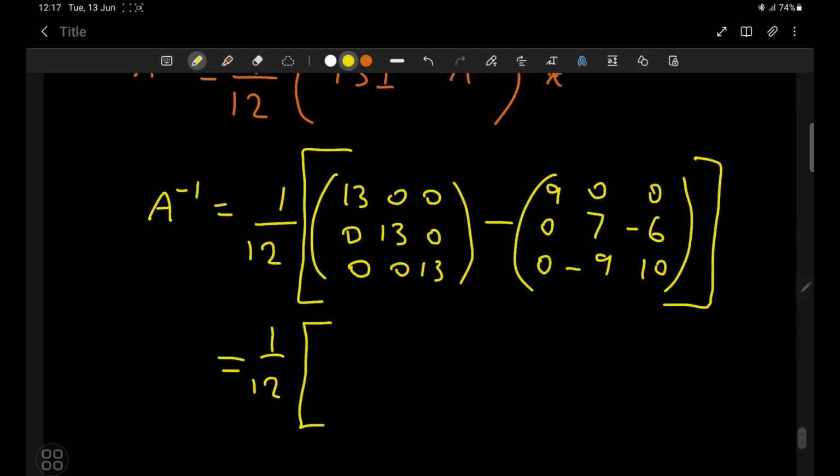So 13 minus 9 will give us 4. And then we have zeros here, 0, 0. 13 minus 7 will give us 6. 0 minus negative 6 will just give us 6. Then 0 minus 0 will just be 0. And 0 minus negative 9 will give us positive 9. Then 13 minus 10 will give us 3.